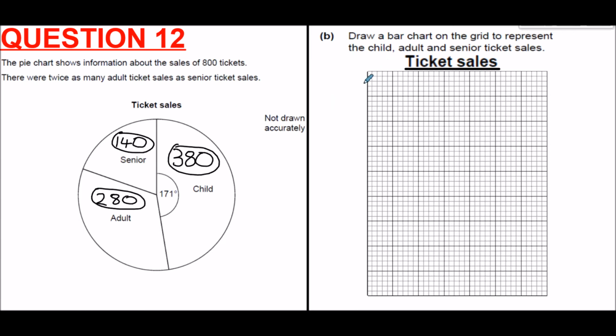So what we'd need to do first of all would be to pick a suitable scale to go up in on our y-axis. So as long as it fits on the grid, it doesn't really matter what scale you use, as long as you're comfortable using it. So the biggest value is 400, so as long as we can fit 400 up here, we'll be doing fine. So what I'm going to suggest is, what we could do is go up in 50s.